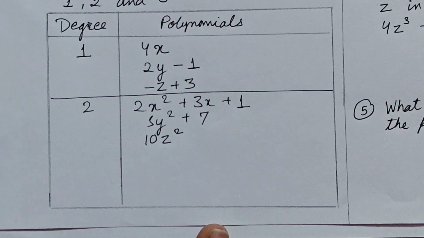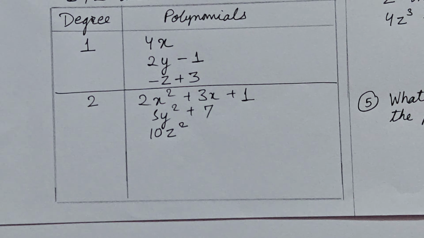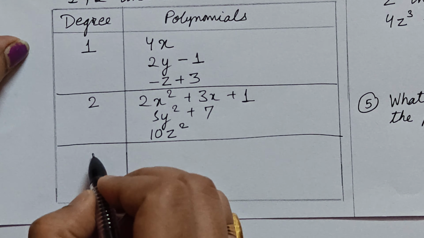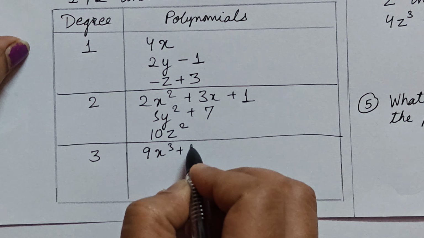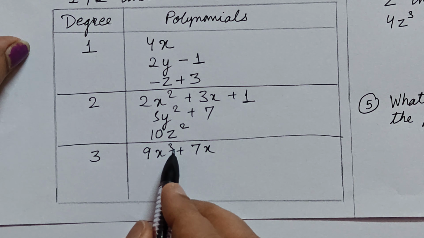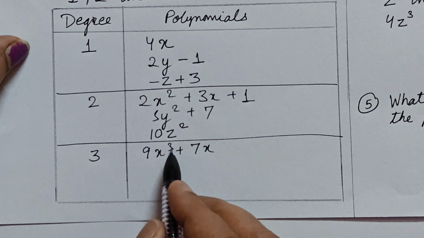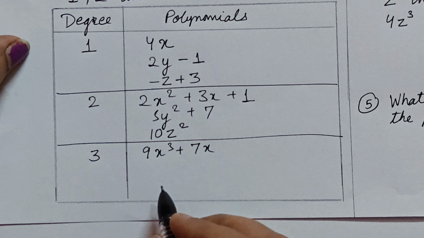Now let us write some polynomials of degree 3, like 9x cube plus 7x. Here the power is 3, here the power is 1. Among the 3 and 1, the highest is 3. So the degree of the polynomial is 3.